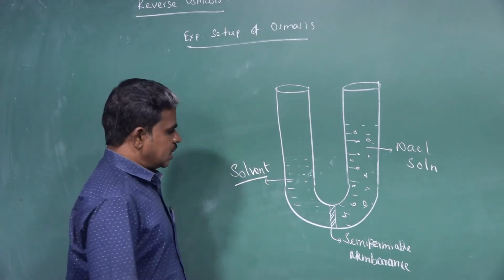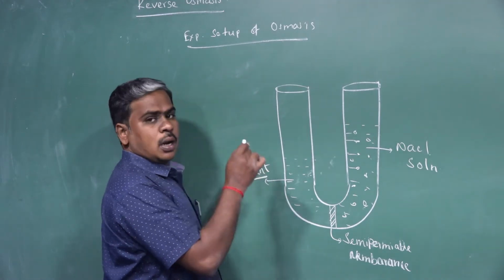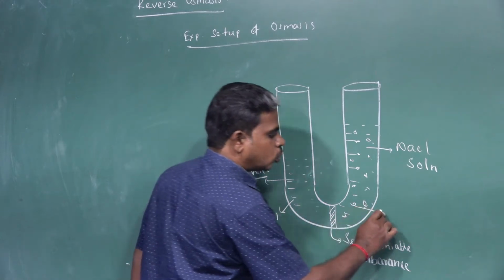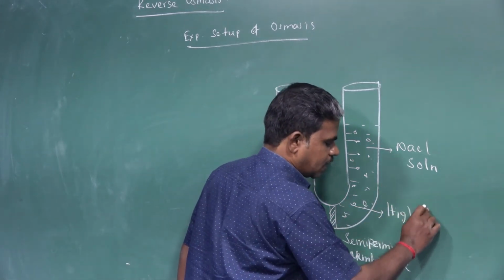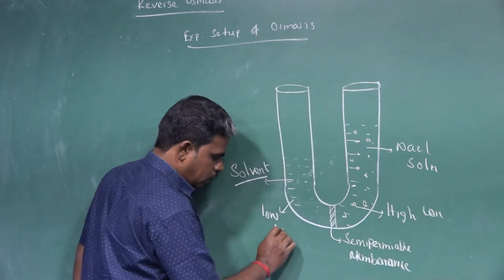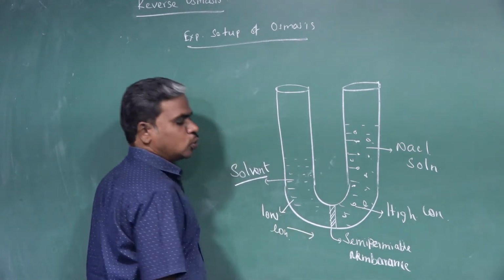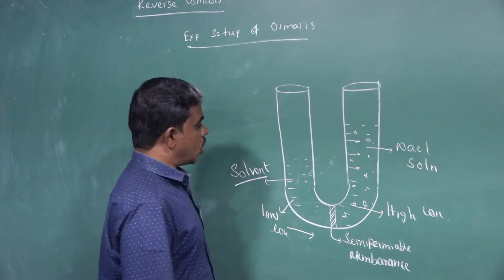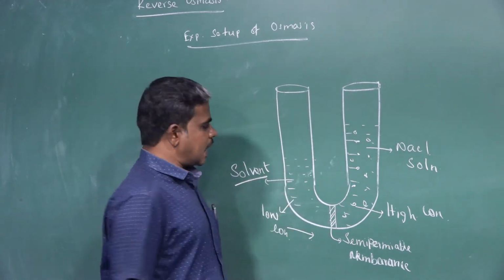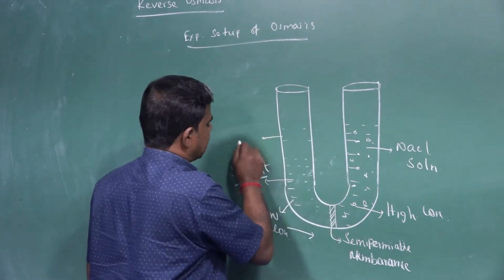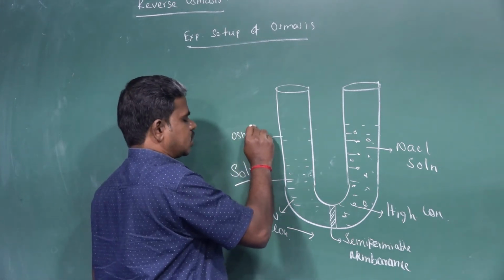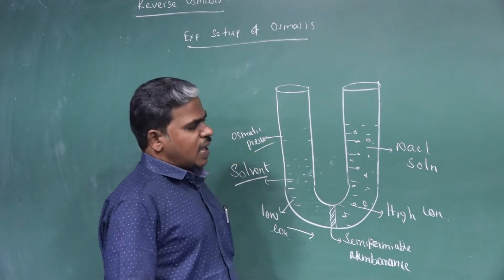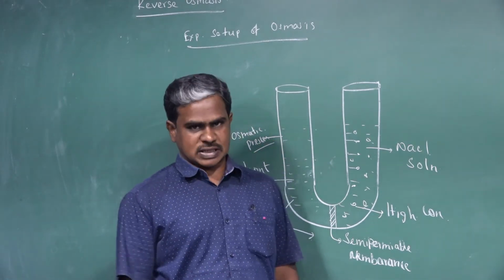Osmosis is a process in which the solvent particle moves from lowest concentration to high concentration through the semi-permeable membrane, which is known as osmosis. Then the pressure involved is known as osmotic pressure.